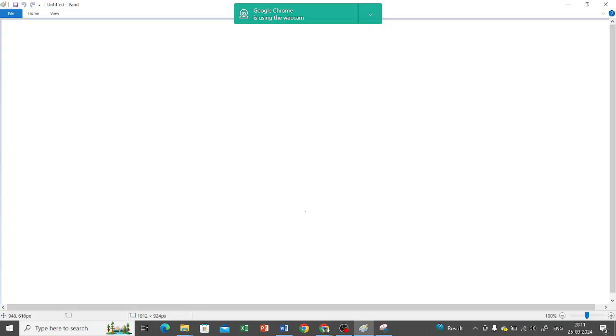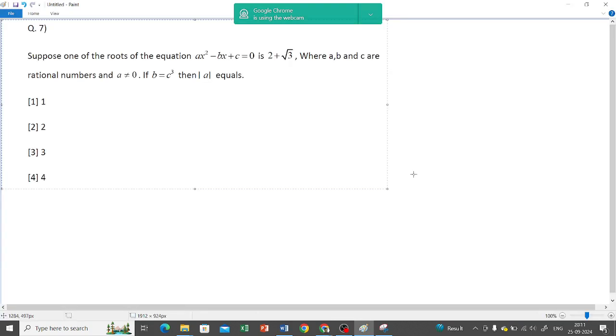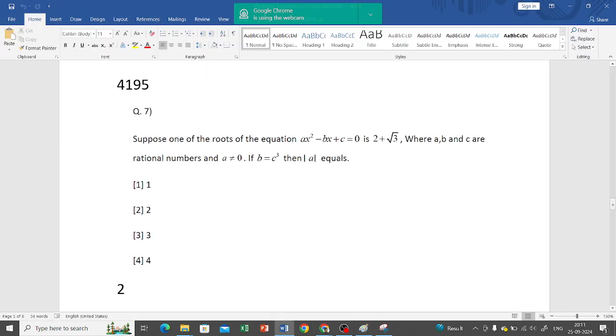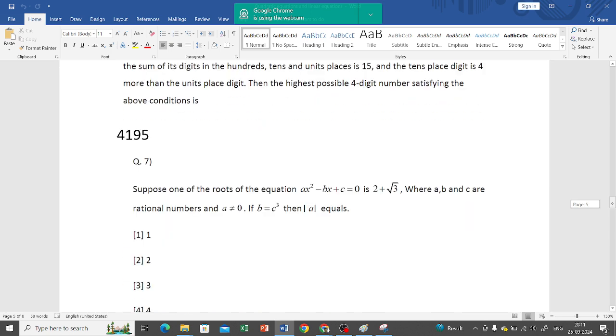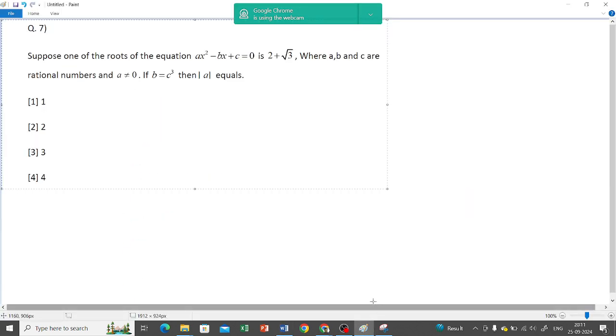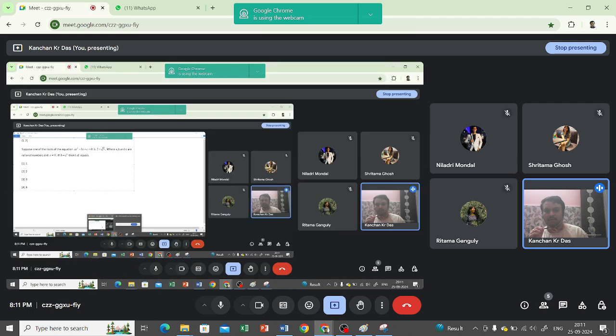So let us do this sum. This is actually CAT. This is a sum on CAT 2021 slot 2. So we will try to complete the rest of the sums today. Okay, please try out this sum.